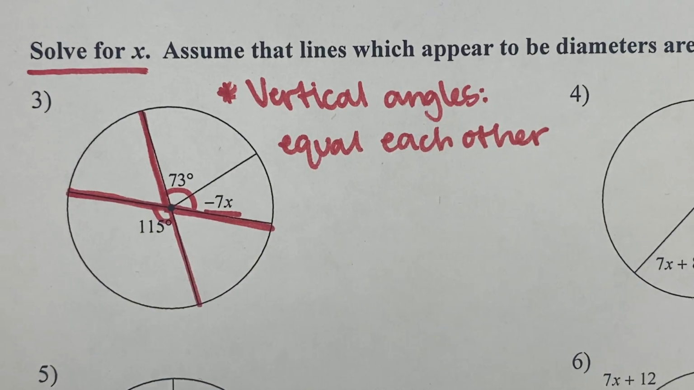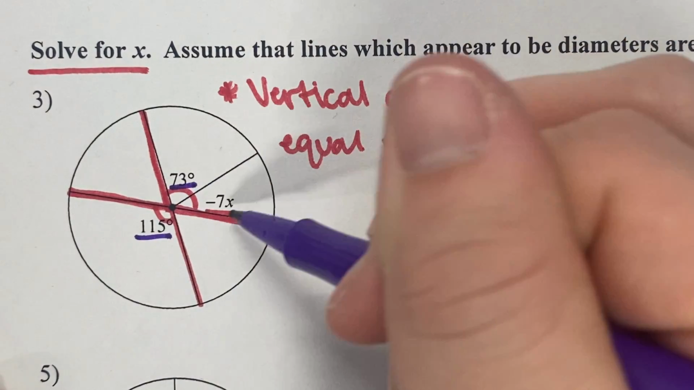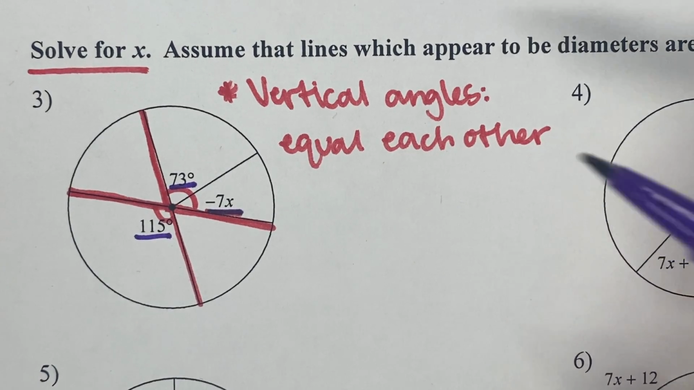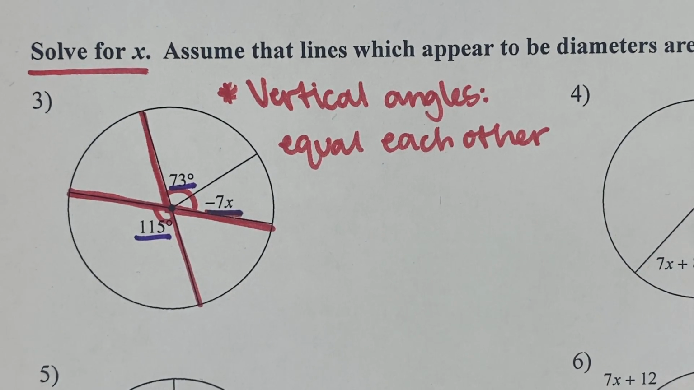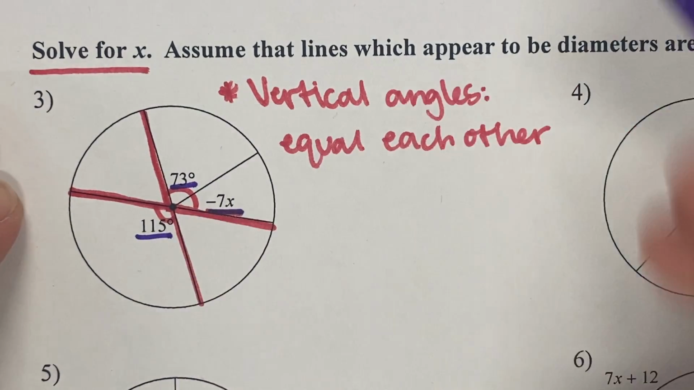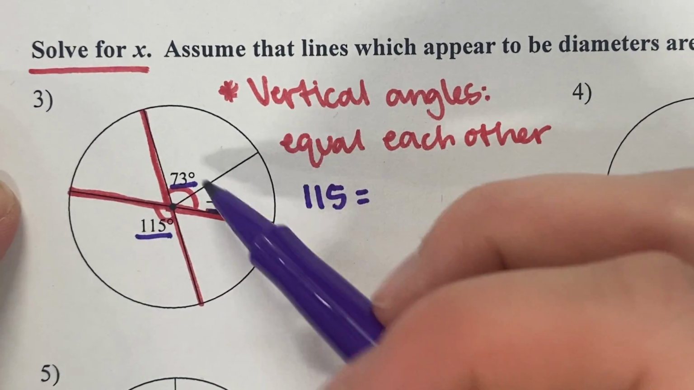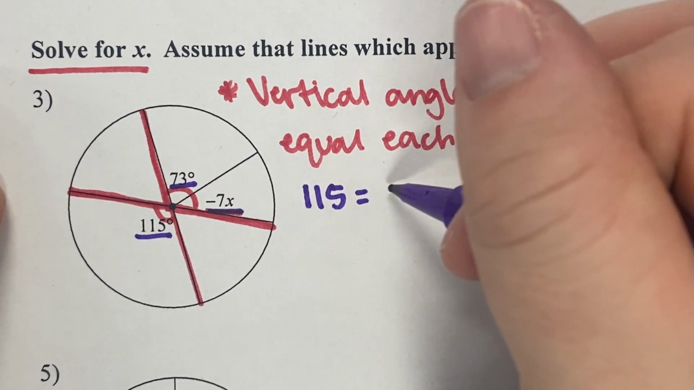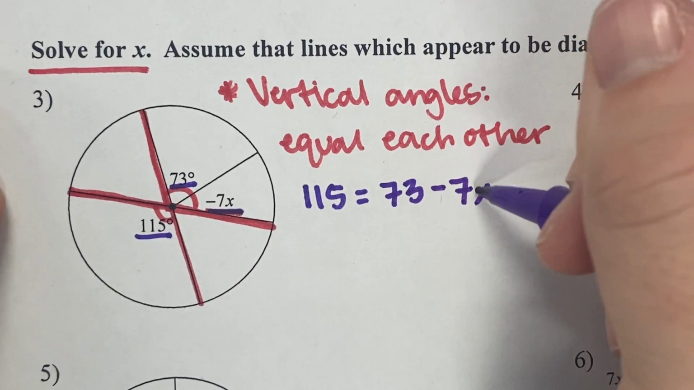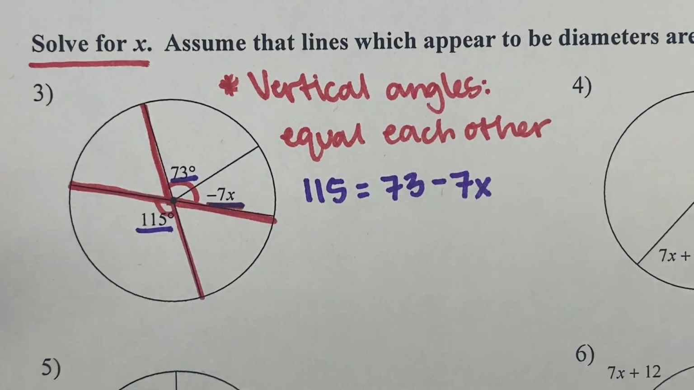What we can say that's going to help us solve for x here is if this angle is 115, then these 2 added together are also going to equal 115. So we can take this angle, 115, set it equal to these 2 added together. So I have 73 and then added, but technically it's a negative, so minus 7x. That's how we can set up our equation to now solve for x.